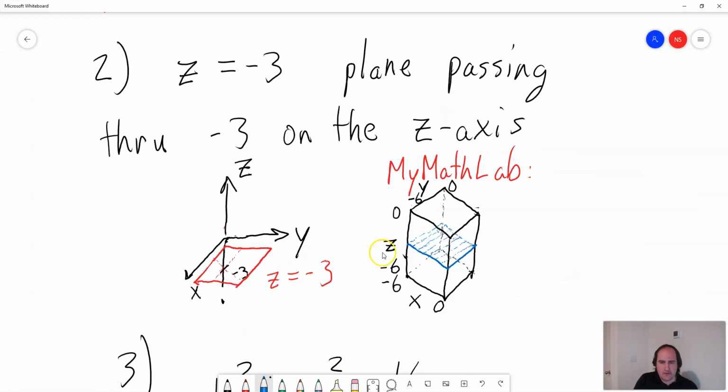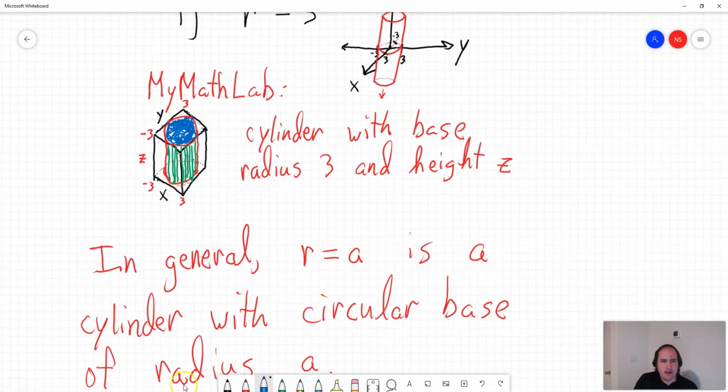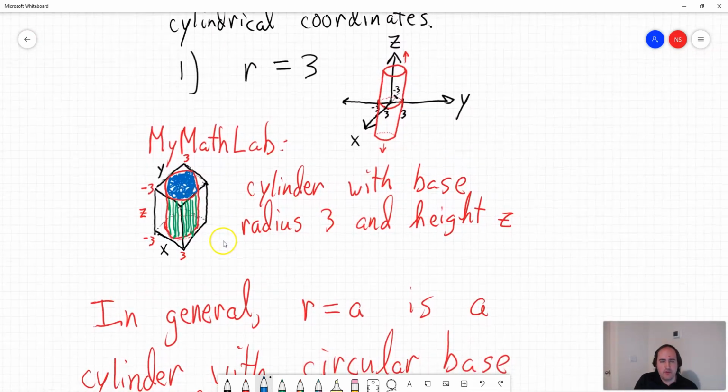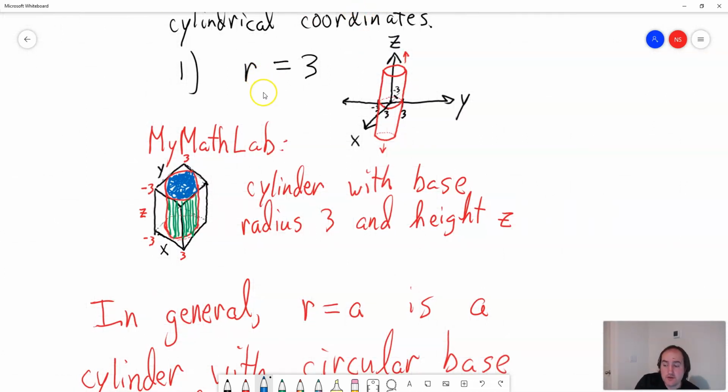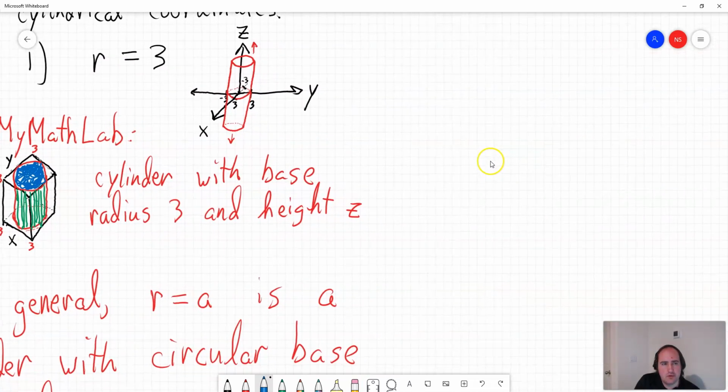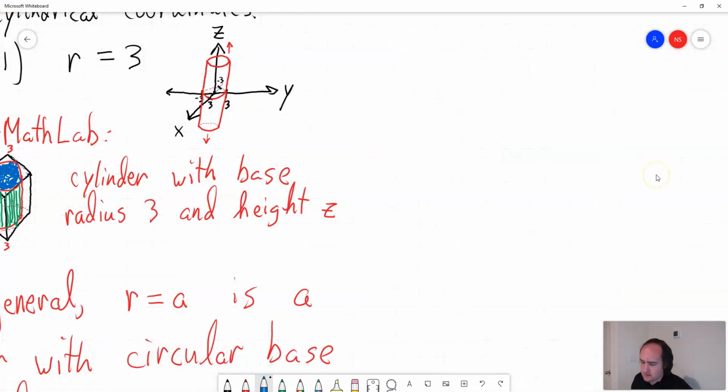Okay, and then let's see. There was one more graph that we did. So number 1. How would we do that one in GeoGebra? Well, that one's a little bit harder to do in GeoGebra because it's in the form r equals something. So in order to use GeoGebra for r equals 3, we would have to convert this polar coordinates equation into rectangular coordinates, which is more difficult.